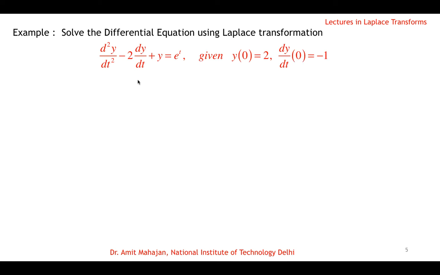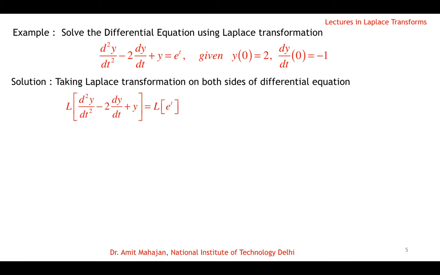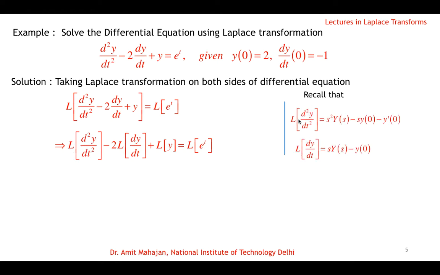So the steps are still the same. Take Laplace on both sides of the differential equation, so that's the first step. So Laplace of the left hand side equals Laplace of the right hand side, and we know Laplace of e^t is 1 over s minus 1. On the left hand side use linearity, and write it as Laplace of the first term plus Laplace of the second term plus Laplace of the third term. Then the Laplace of derivative property we know, so apply that property. Laplace of the second derivative is this, Laplace of the first derivative is this. So substitute it here.